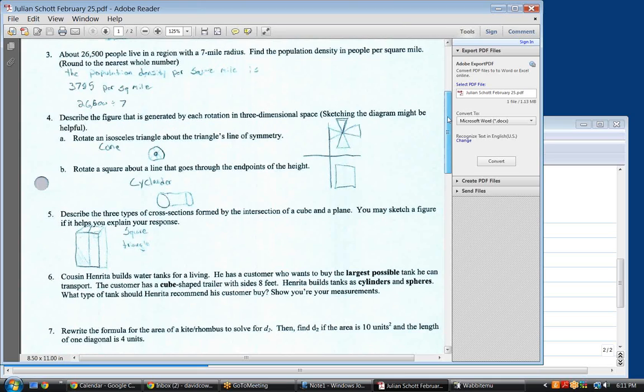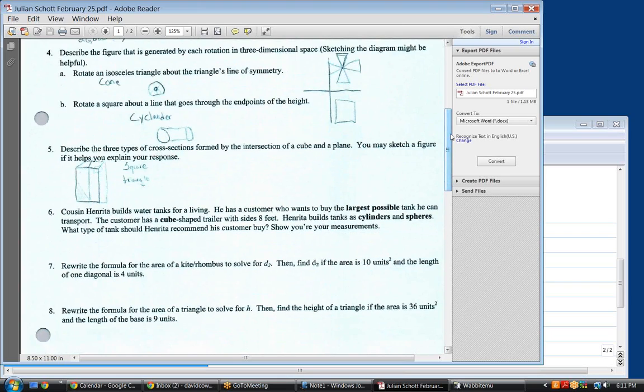All right, let's go to number 4. Now these are a little tricky, I noticed, but you've actually done pretty good on most of them. By each rotation in three-dimensional space, so if you rotate an isosceles triangle about the triangle's line of symmetry, okay, you get a cone.